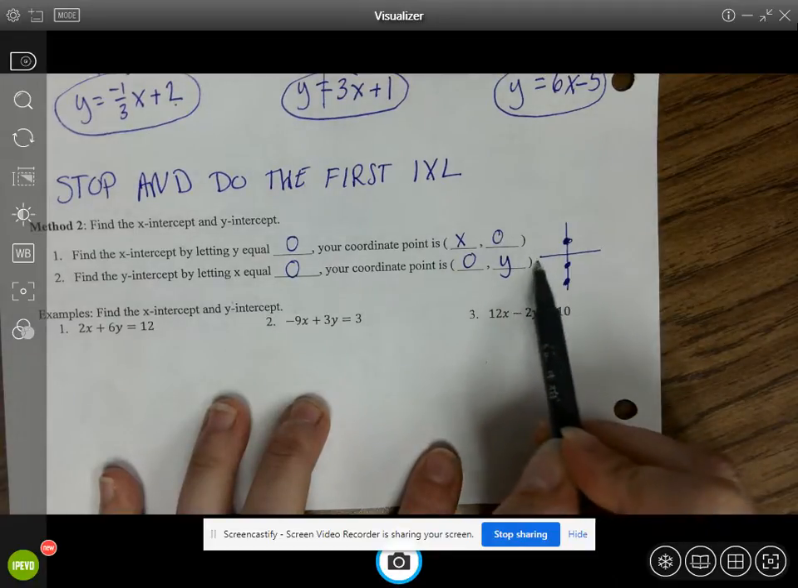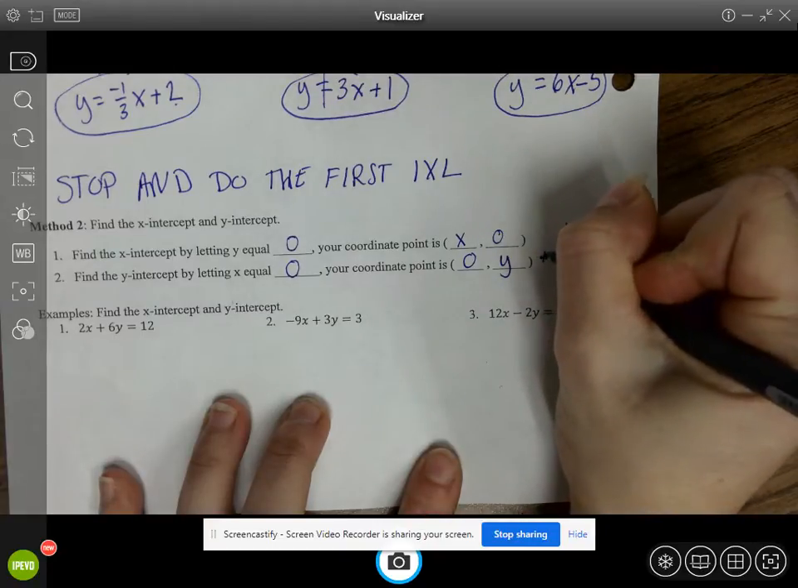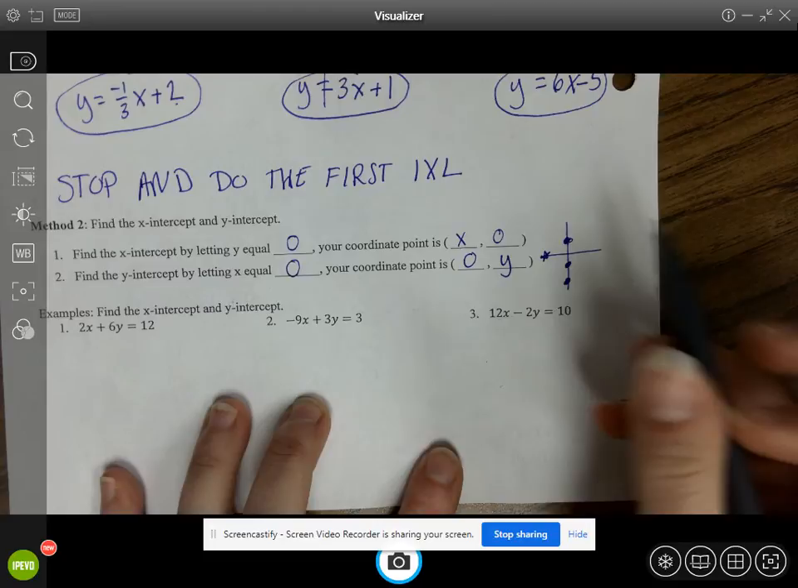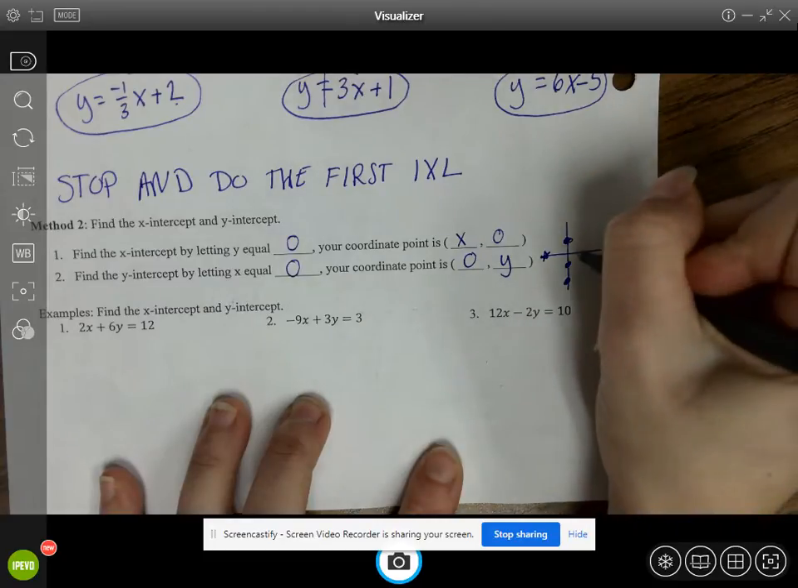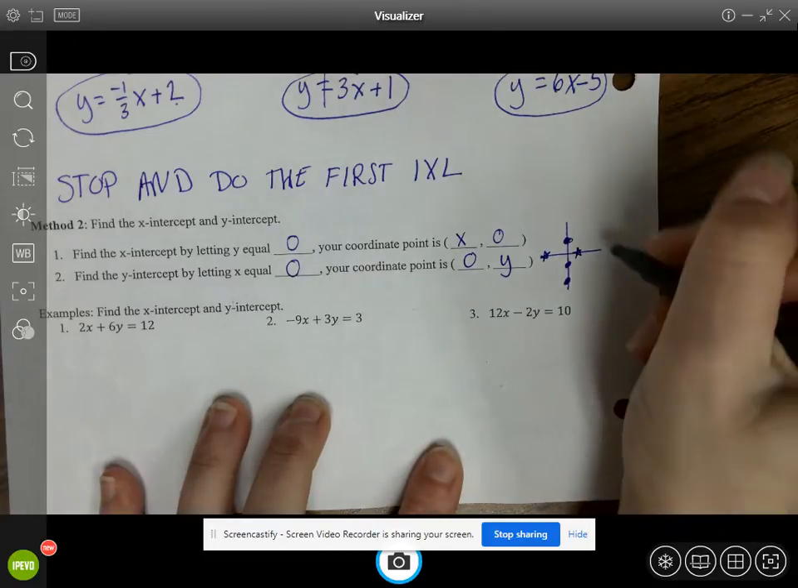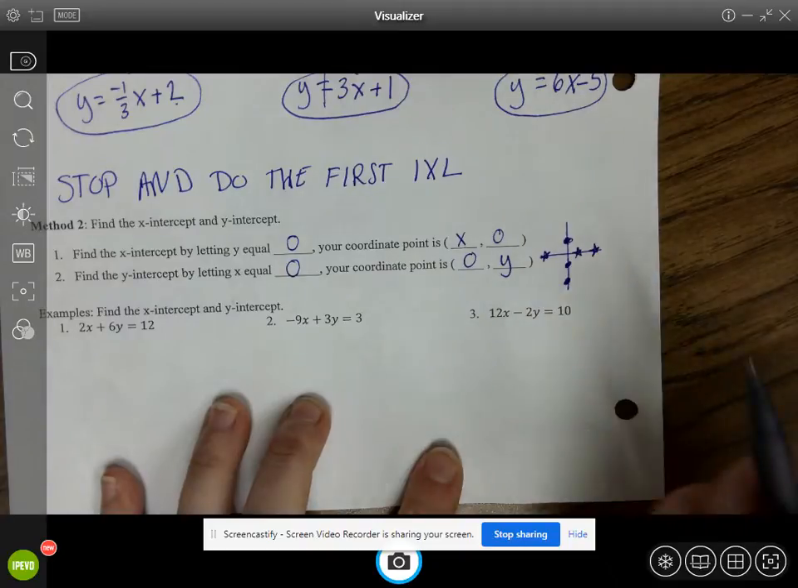Whereas for your x-intercepts along the x-axis, that point has y being 0. And this point has y being 0. And this point has y being 0.